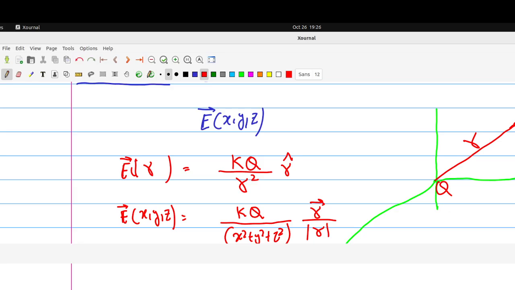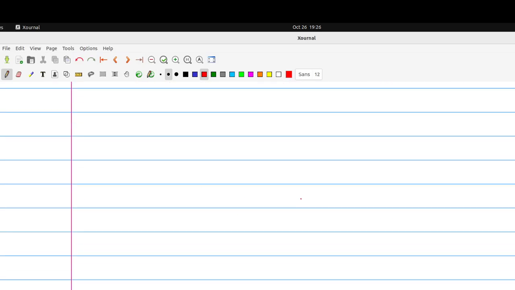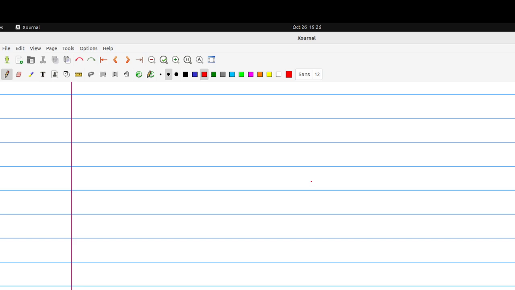So unit vector is vector by vector magnitude. So that becomes kq by x square plus y square plus z square to the power 3 by 2. And what is r cap? r cap is x i cap plus y j cap plus z k cap. So this is the whole story. So you understood what is the vector field and what is the scalar field.